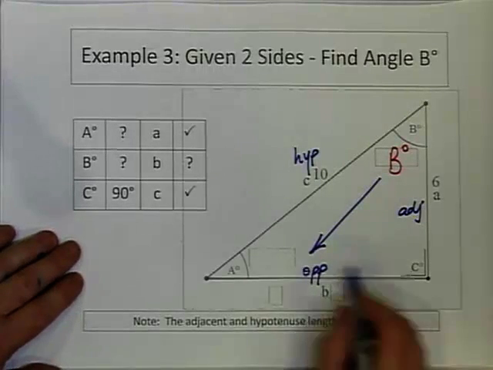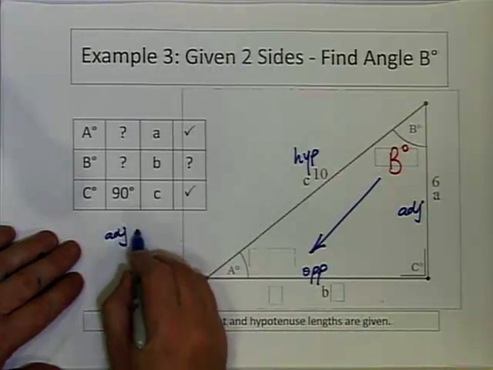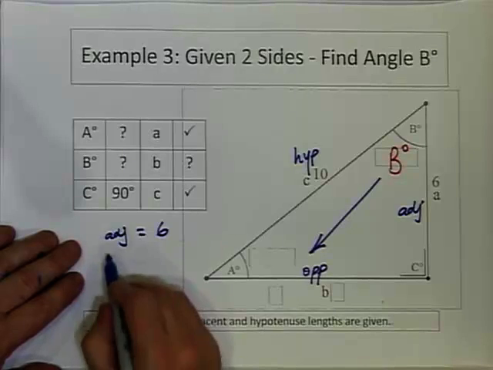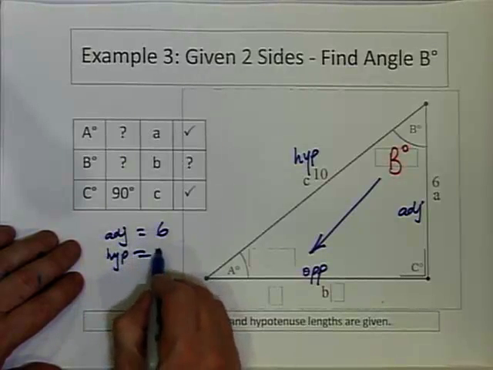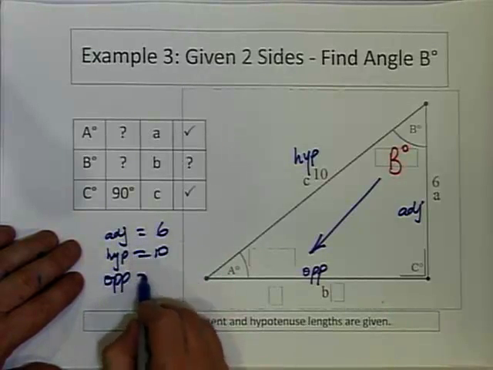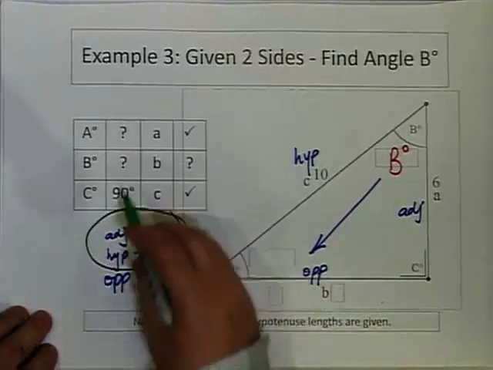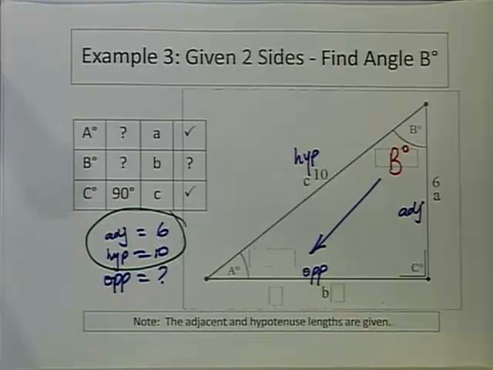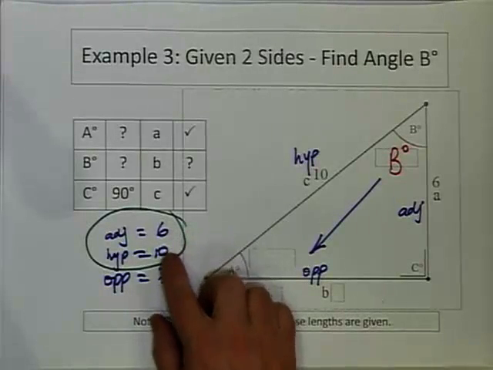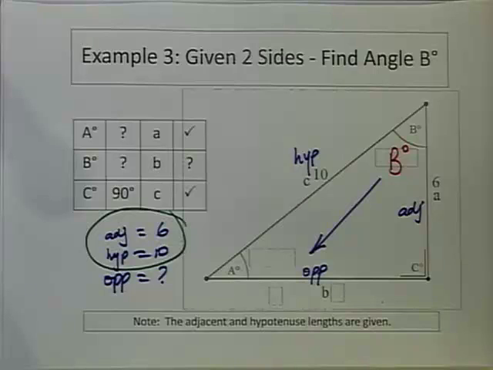Let's look at what we know. We know that the adjacent is given as 6. The hypotenuse is given as 10. And the opposite, we don't know. Do you know any equation whatsoever that joins the adjacent and the hypotenuse? What calls adjacent and hypotenuse together? Cosine.